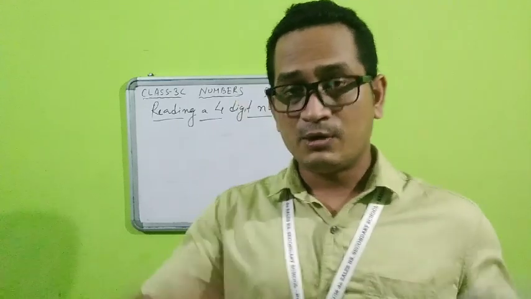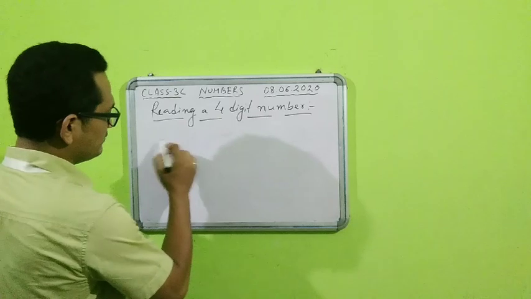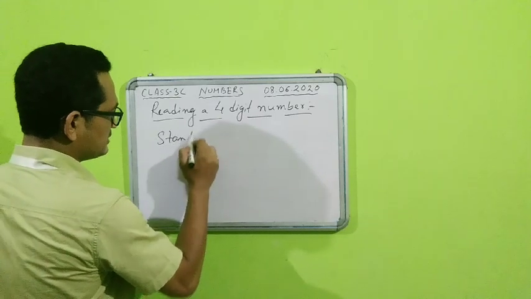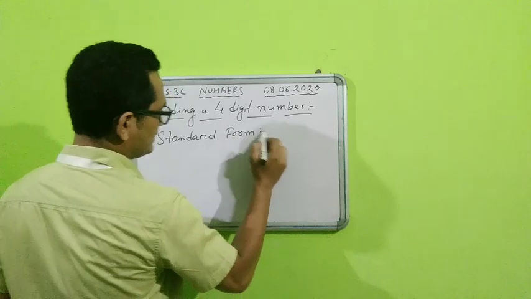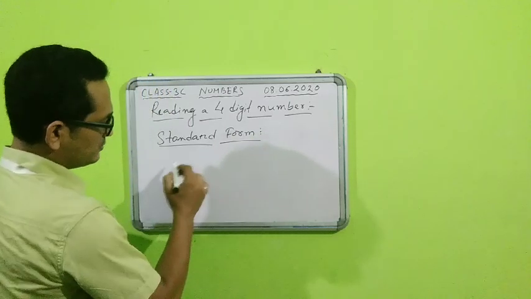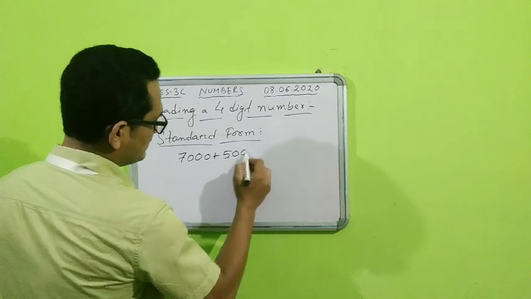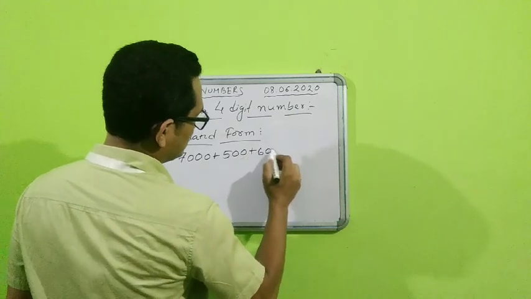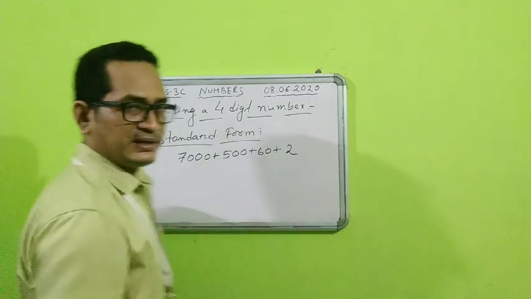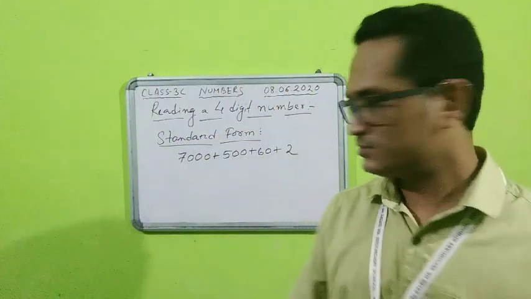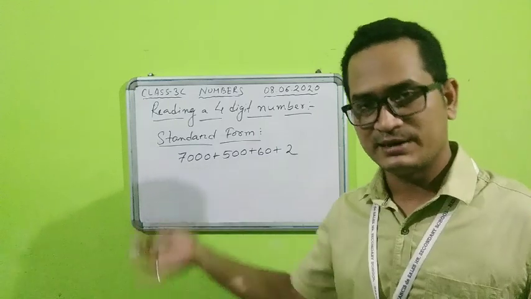Standard form will be the opposite one. That means you have to join the number. Say suppose if I give this, now this is about standard form. So what is a standard form, students? Let us see that. Standard form, suppose I am writing this number 7000 plus 500 plus 60 plus 2. So this is an expanded form or not? Yes, of course, because this is as a sum of the place value of all the digits.